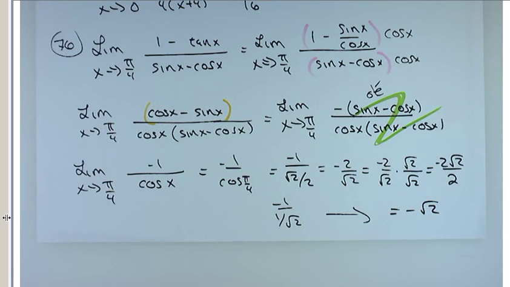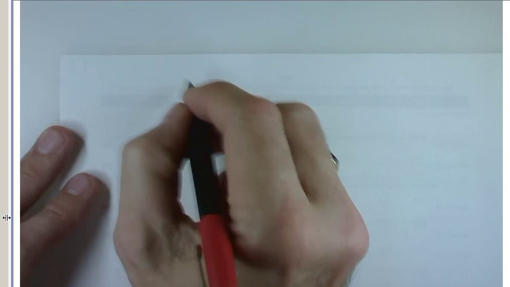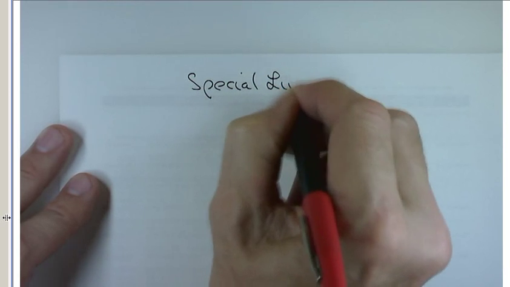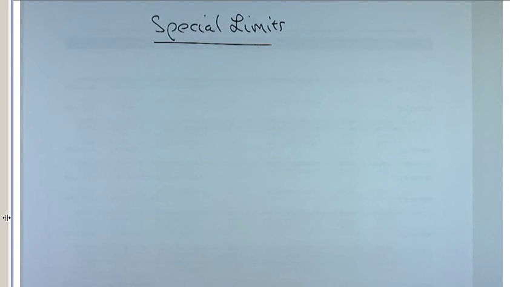There's a few what are called special limits that you need to know, mostly because you probably don't want to derive these things yourself. Special limits. The good news is that you don't have to derive these things yourself. I'm giving them to you, and anytime you see them, you can use them freely.